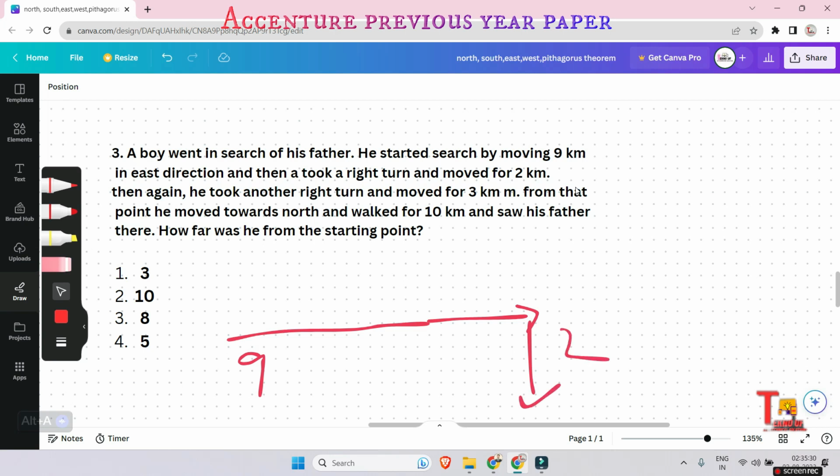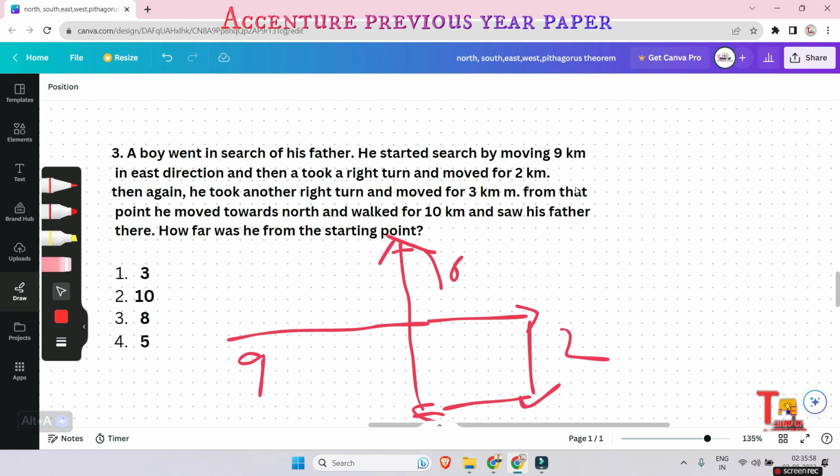And again he took another right turn and moved for 3 kilometers. So this is 3 kilometers. And from that point he moved towards north and walked for 10 kilometers. So from here he walked for 10 kilometers and saw his father there. So here his father is standing.